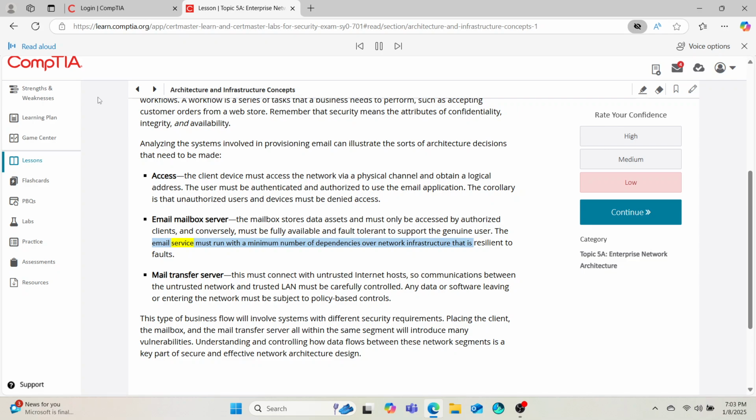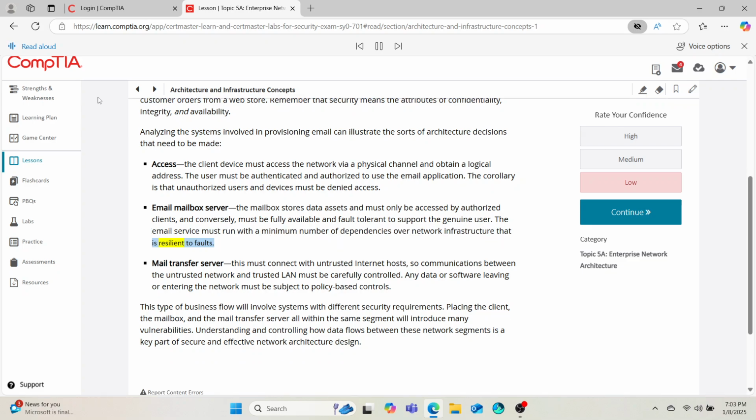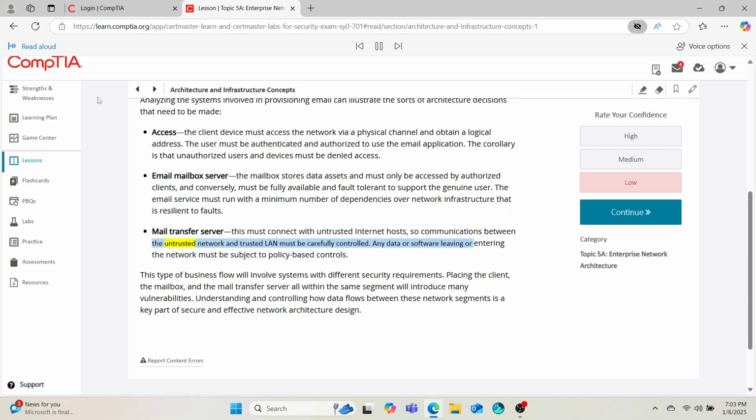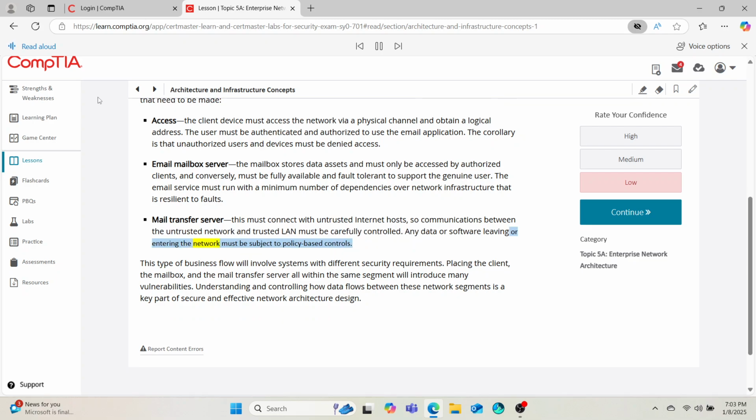The email service must run with the minimum number of dependencies over network infrastructure that is resilient to faults. Mail transfer server. This must connect with untrusted internet hosts, so communications between the untrusted network and trusted LAN must be carefully controlled. Any data or software leaving or entering the network must be subject to policy-based controls.